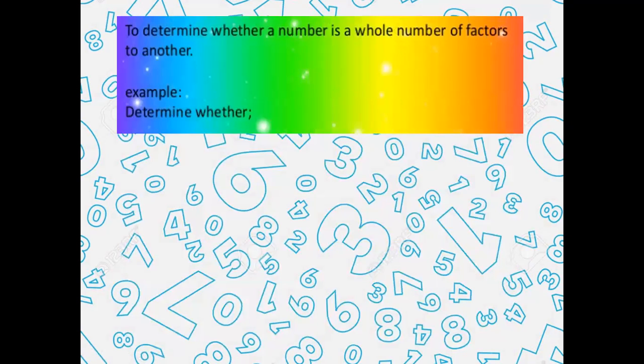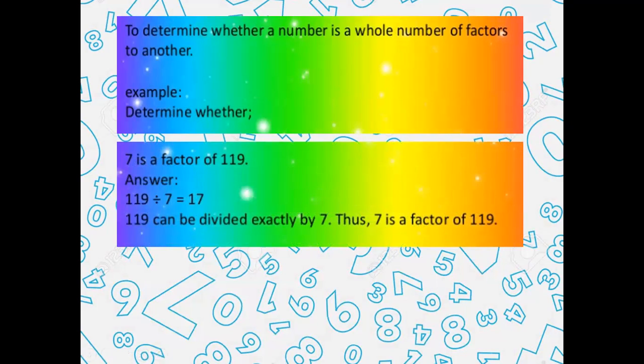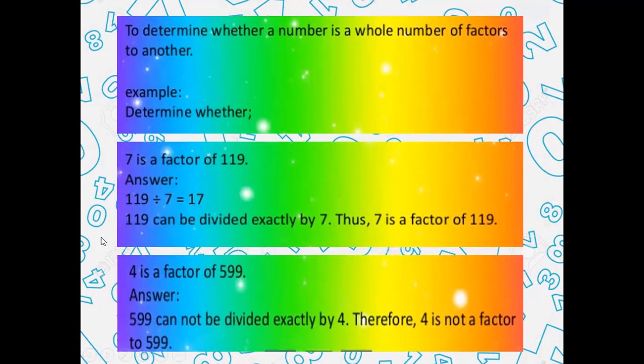Okay, next, we have to determine whether a number is a factor of another. So let's take a look. 7 is a factor of 119. Okay, so 119 divided by 7, we have 17. So 119 can be divided exactly by 7. So 7 is a factor of 119. Exactly, meaning there is no remainder. 4 is a factor of 599? It says that 599 cannot be divided exactly by 4, so meaning there is a remainder. So 4 is not a factor of 599.